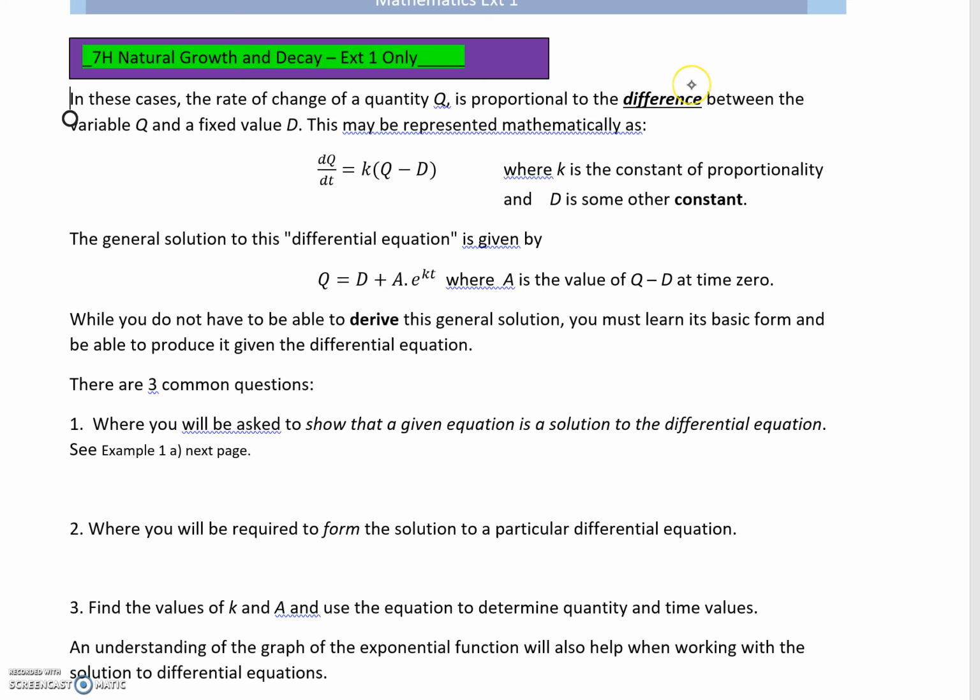So previously you saw that the rate of change, say dQ/dt, was proportional, k, times the quantity itself at any particular time.